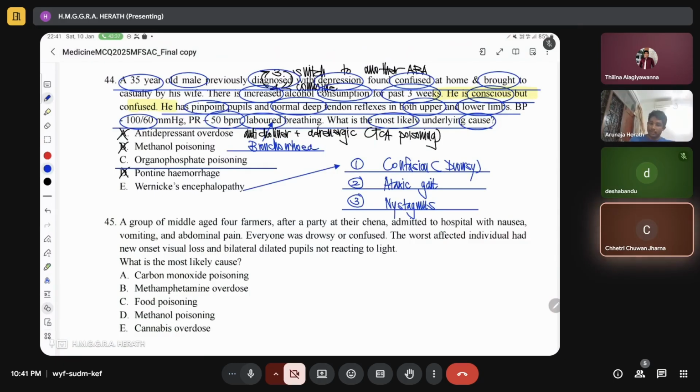No, sometimes the details try to mislead you. You have to be careful. That's all. Okay.